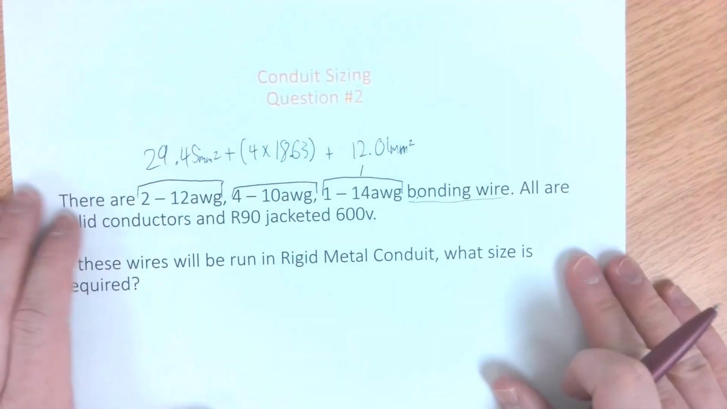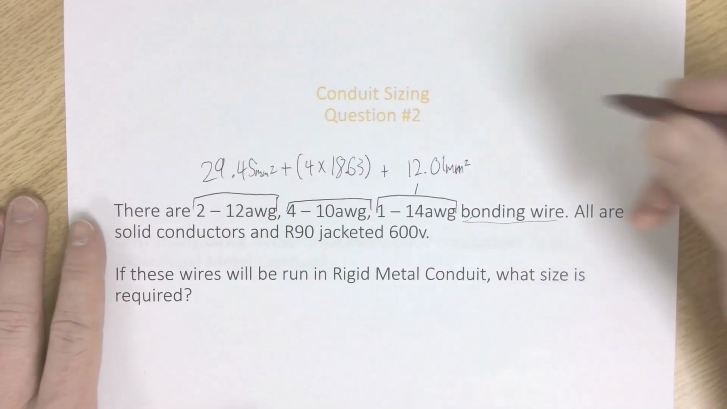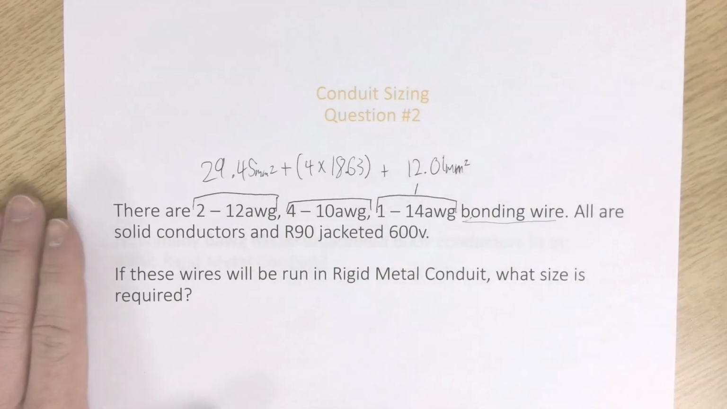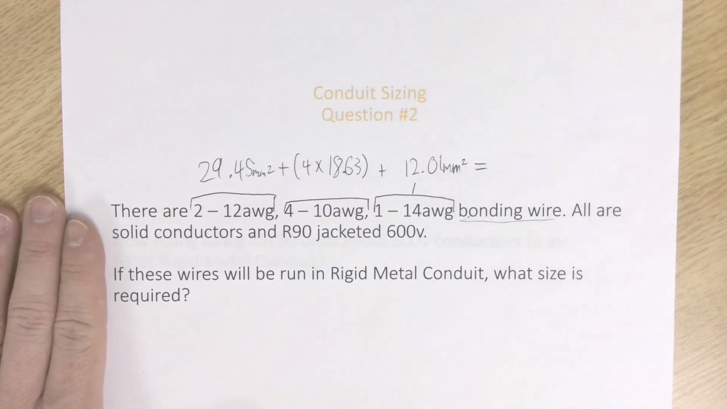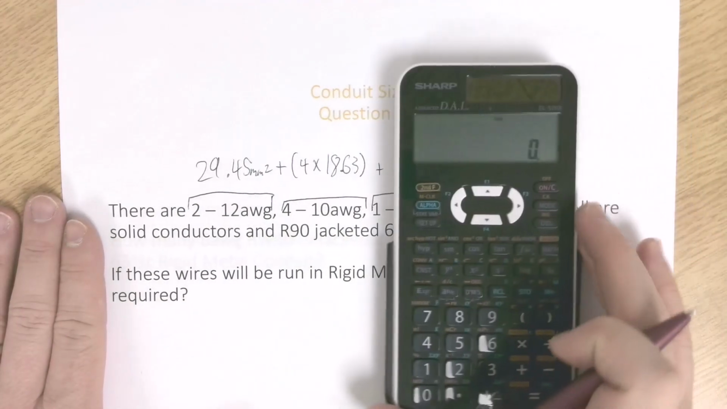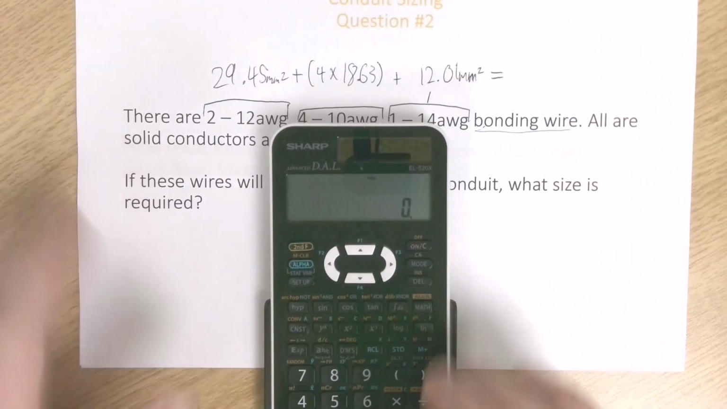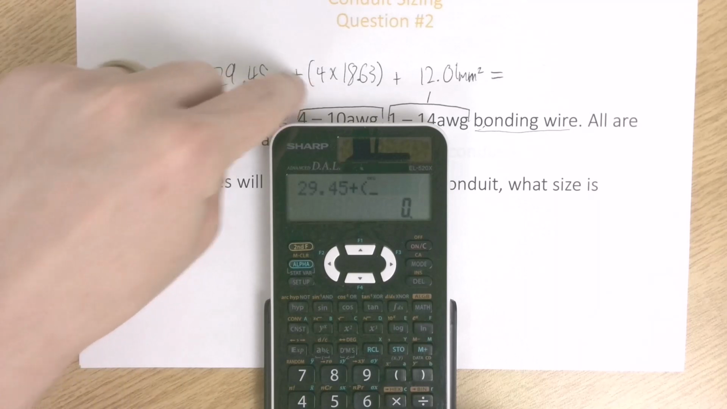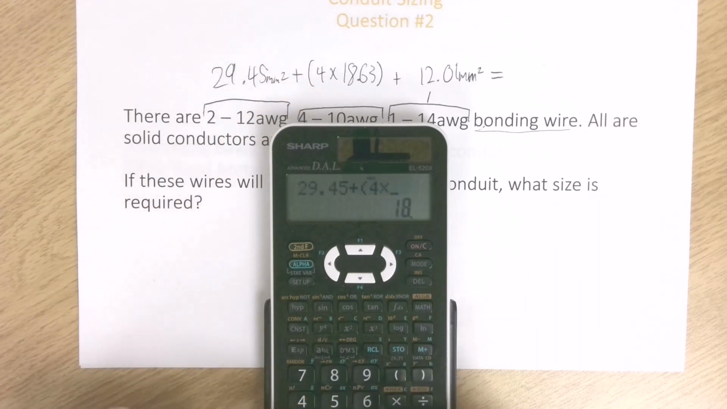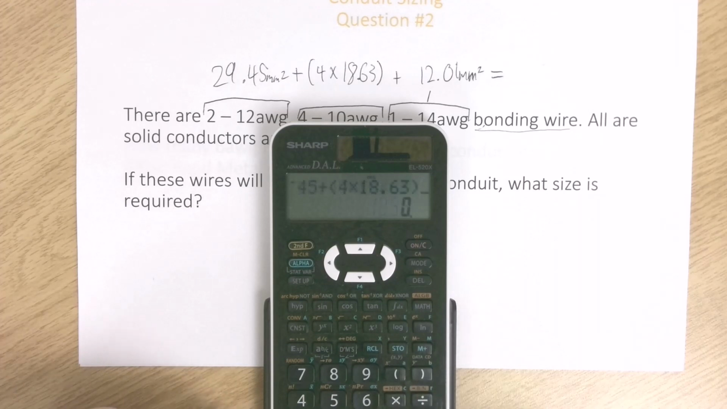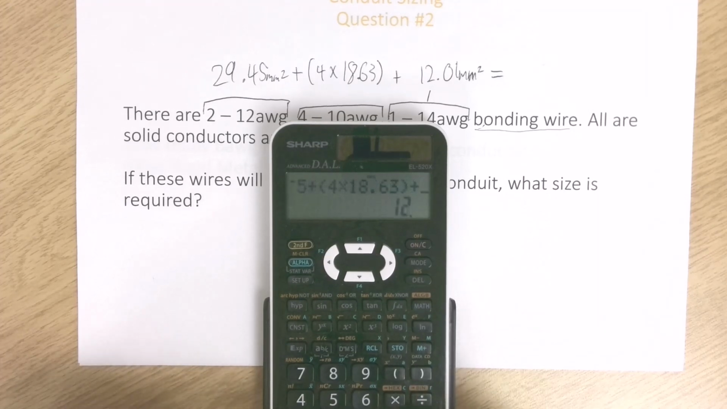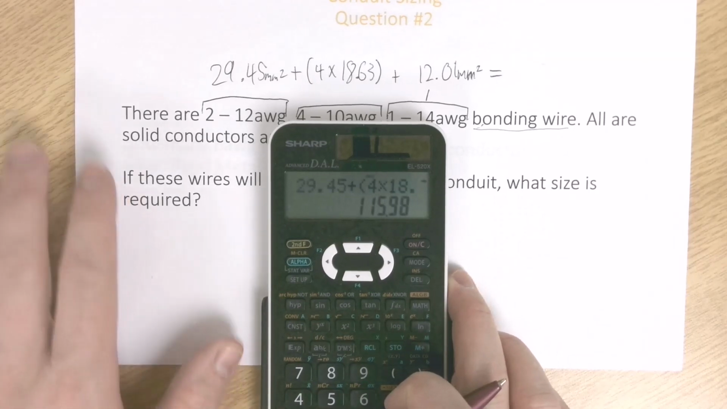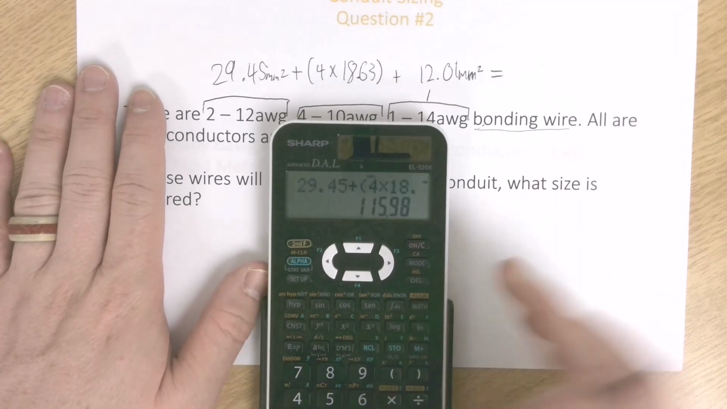So I just made myself a little calculation here, because I need to know the area all of these conductors will take up, because they're all going in this rigid metal conduit. And so we can do, on our calculator, 29.45 plus, I'm going to do a bracket because I want to multiply 4 times 18.63, close that bracket, plus 12.01. It's going to give me 115.98 millimeters squared.